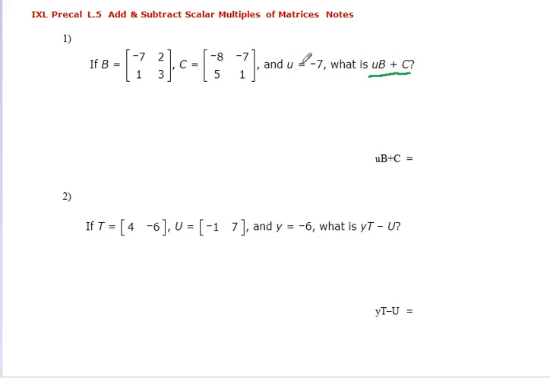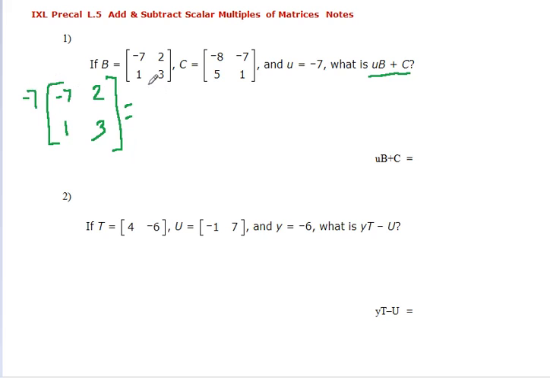So they're telling us that u equals -7, and they want to know what is u times b plus c. Okay, so the first thing we're going to do is multiply this matrix by -7. So if we have -7, and we're going to multiply everything inside, we have a -7, a 1, a 2 and a 3.